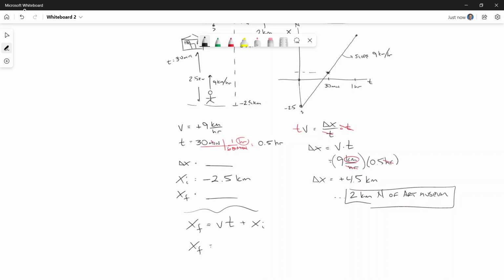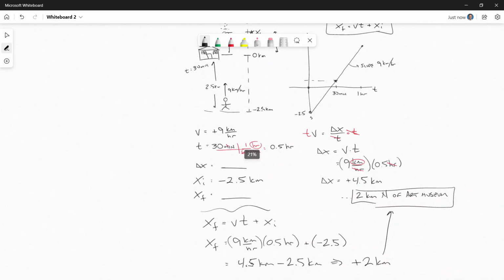Our final position, which is what we want to know, is equal to 9 kilometers per hour times 0.5 hours, plus my starting position, which is negative 2.5. And when we do that, you'll see that you get the same 4.5 kilometers, but now you're subtracting the 2.5 kilometers, and you get a final position of positive 2 kilometers. And there we go. What does positive mean? Positive means north. So we get back to our answer, 2 kilometers north of the art museum.